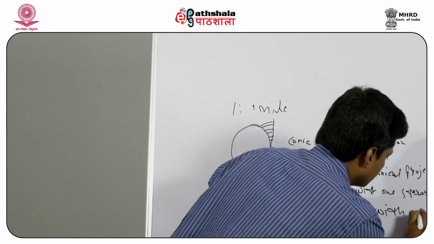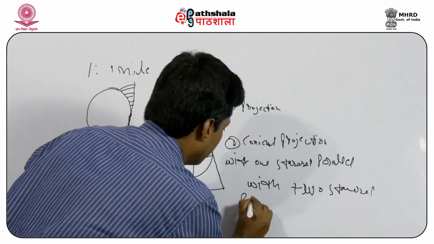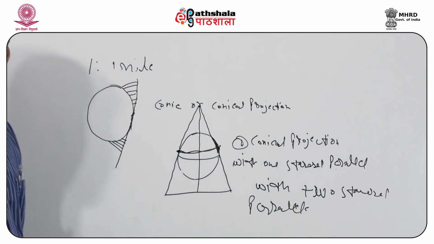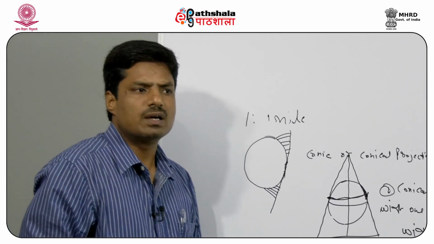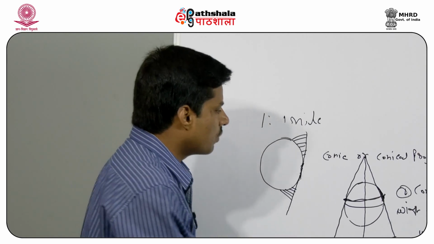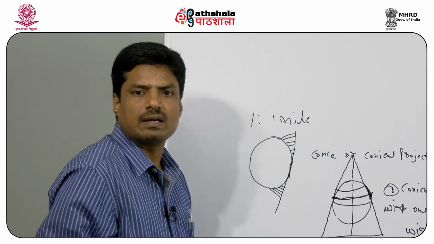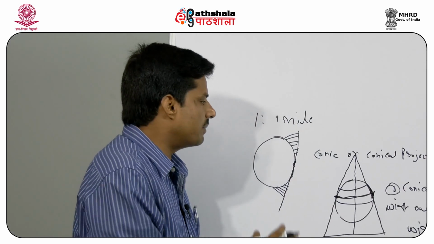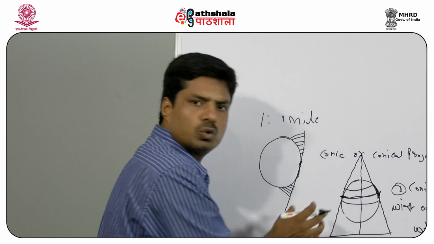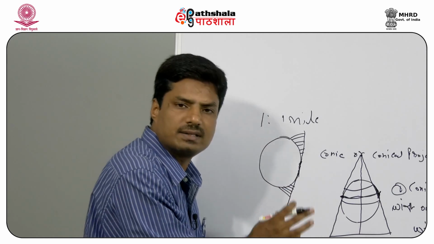Conical projection with two standard parallels. This is nothing but here we assume one more standard parallel where the shape, size and scale are measured as correct. So here we get two parallels. Along with these two parallels the scale is correct.